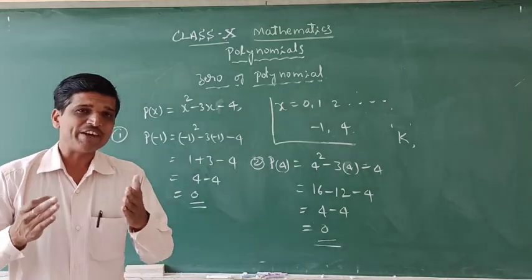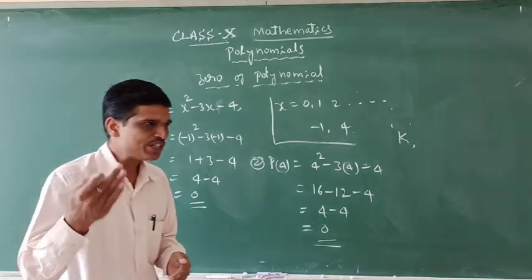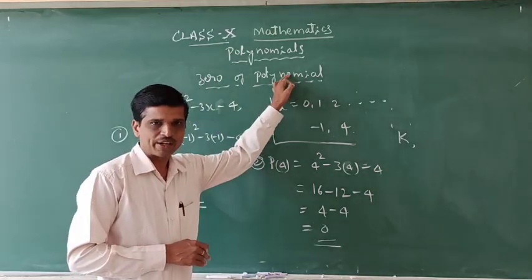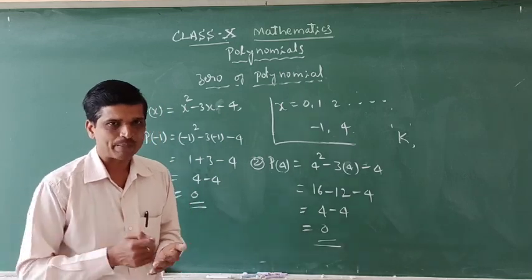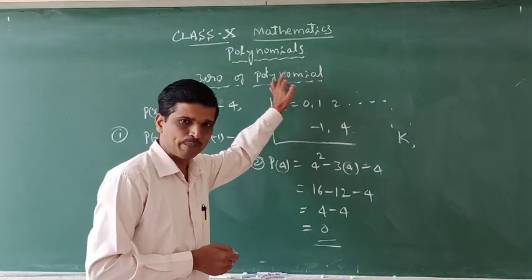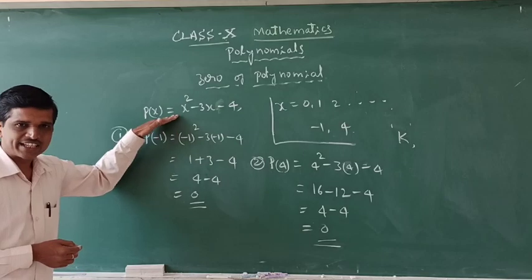If you replace the variable by any real number and the polynomial value becomes 0, then that is known as a zero of the polynomial. If it is a linear polynomial, it is a zero of a linear polynomial. If it is a quadratic one, it is called a zero of a quadratic polynomial. That is the example I have given here.